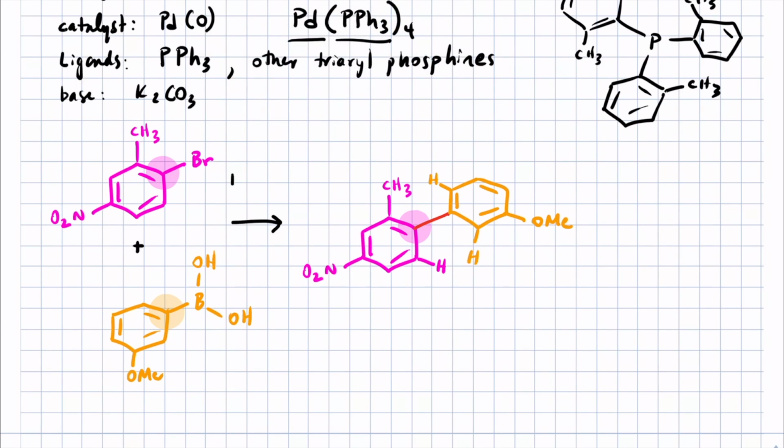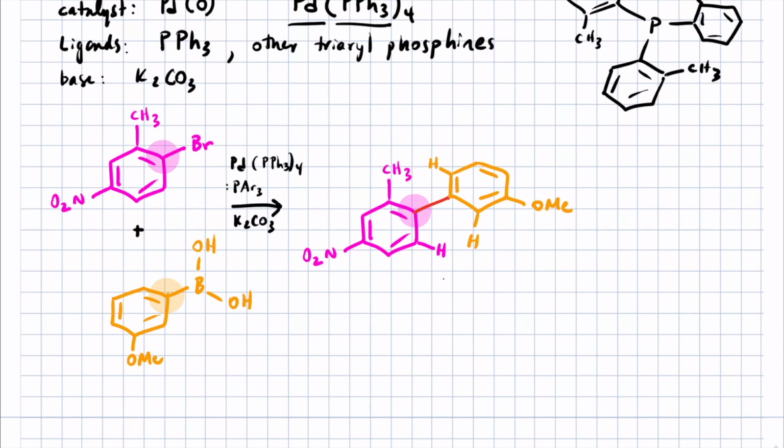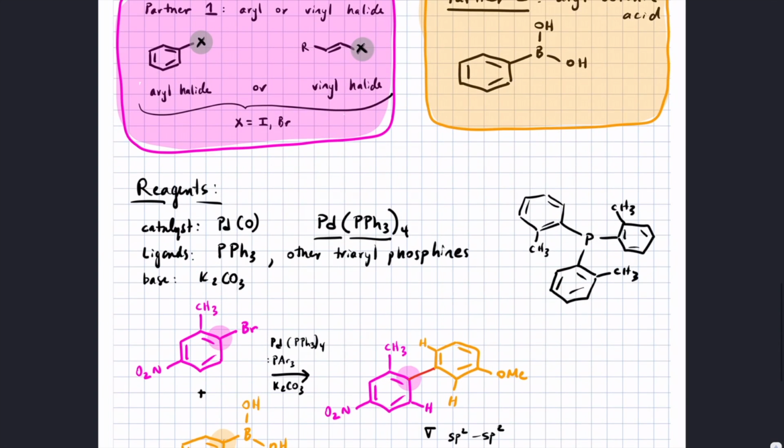And of course the reagents for this would be tetrakis triphenylphosphine palladium. And you would presumably also include some kind of triaryl phosphine ligand, and then potassium carbonate as a base. And you make the new carbon-carbon bond, which is again another way of making sp2 carbon-carbon sigma bonds. So that's the Suzuki reaction. Be able to use it in a predict product sense or provide reagent sense.